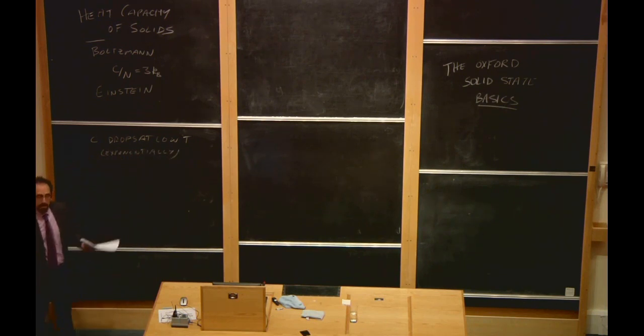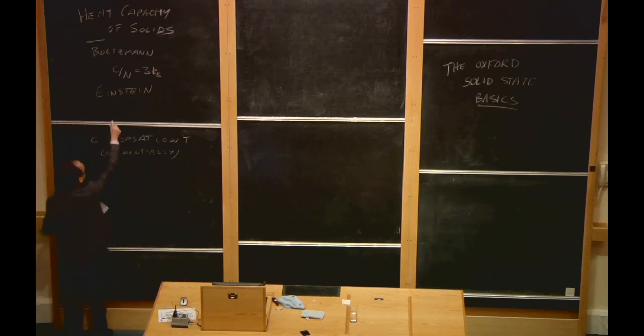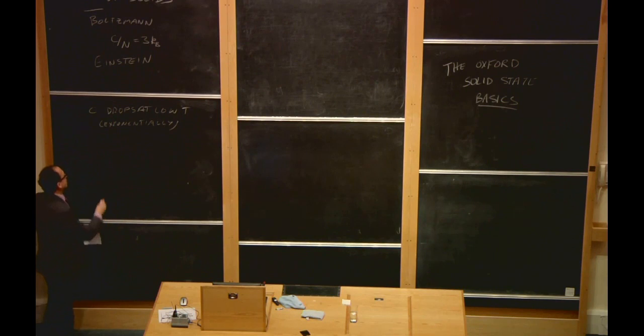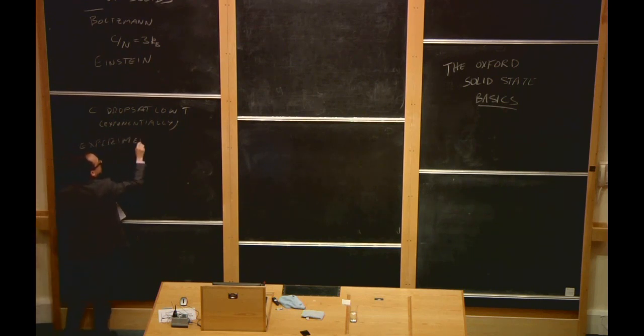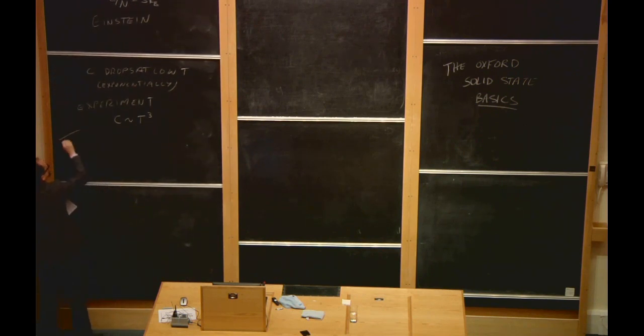His theory of heat capacity fit the data pretty well, and indeed it predicted this drop of heat capacity at low temperature, but unfortunately experiment said that at low temperature the heat capacity should be proportional to T cubed, not dropping exponentially. So that brings us to the subject of today, which is the Debye theory.